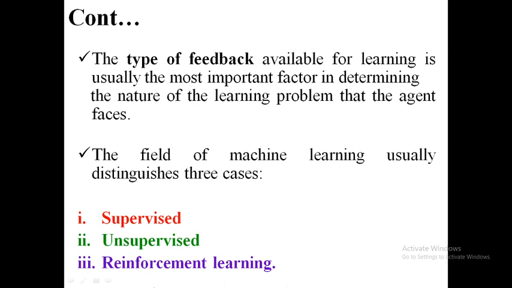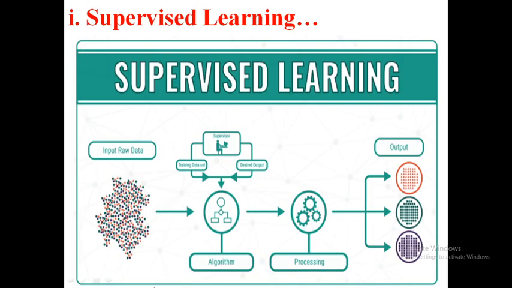we have 3 types of learning: supervised, unsupervised, and reinforcement. I hope all of you know the word supervisor. Whenever there is a supervisor, meaning whenever there is an input and an output, we know how to get it and we know what to get, then it is supervised learning.